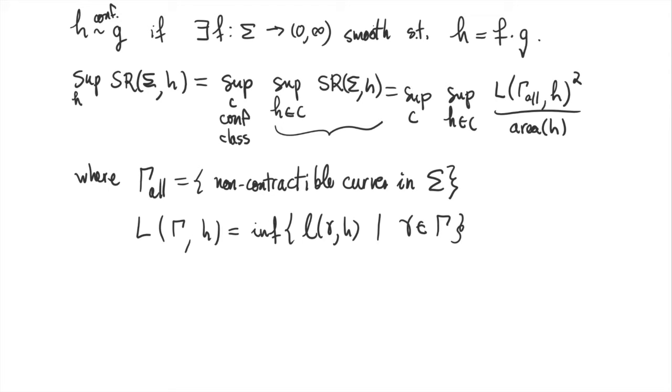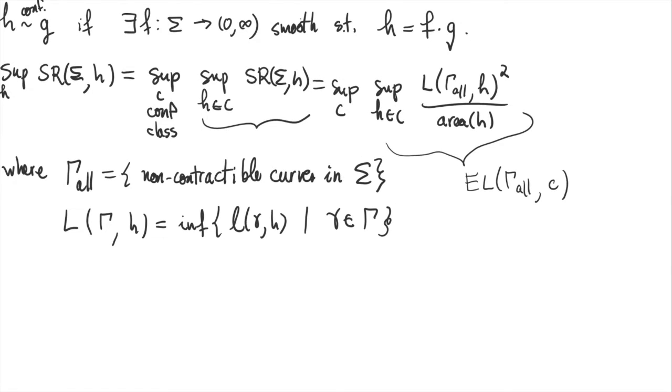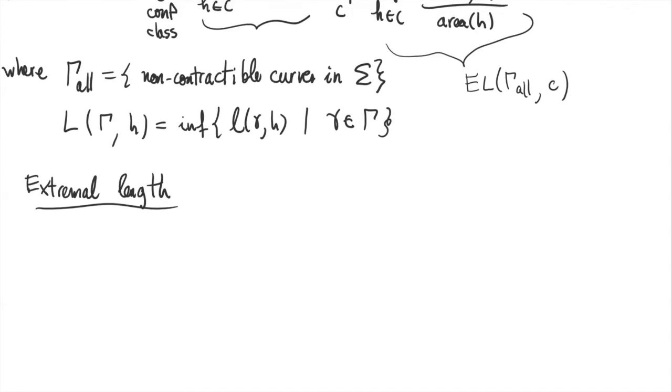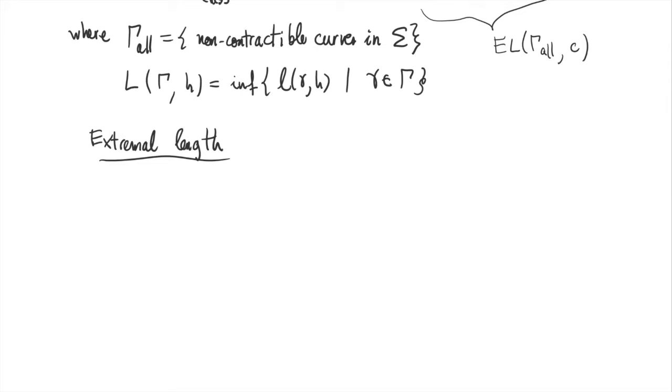But we can also consider the same quotient for other sets of curves besides gamma all, and this is what's called extremal length. So this quantity here, including the sup, is called the extremal length of the family of all non-contractible curves with respect to the conformal class C. So let me define that in general. For some reason my tablet is lagging extremely, so I hope it's okay. Don't hesitate to ask questions if anything I'm saying doesn't make sense. So what is extremal length?